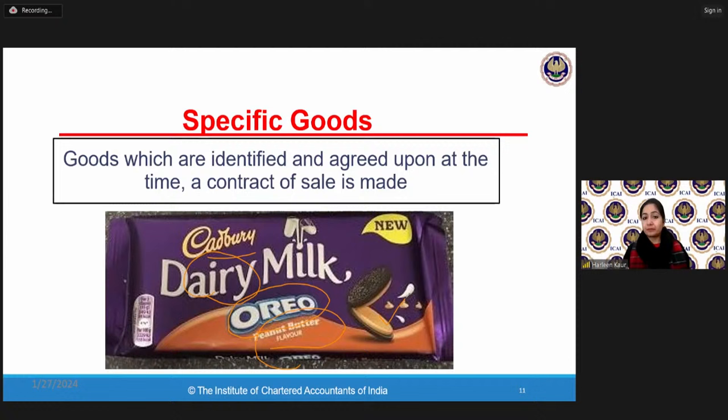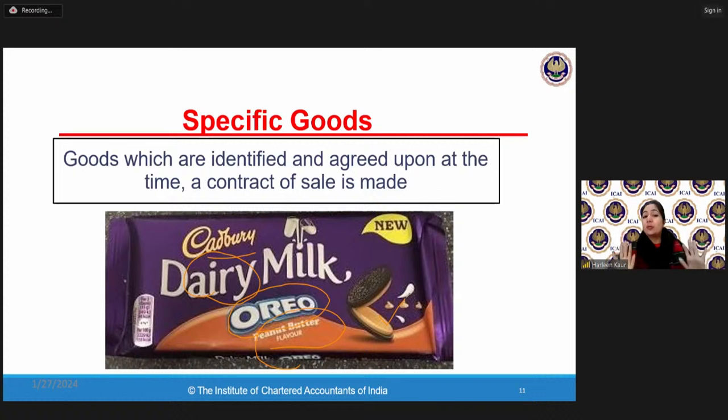Another example, you went to the shopkeeper and you said, I want a OnePlus Nord, which should be 7 inches long and it should have this kind of metallic body. You have given your entire specification and you only want that particular type of product. That is known as specific goods.